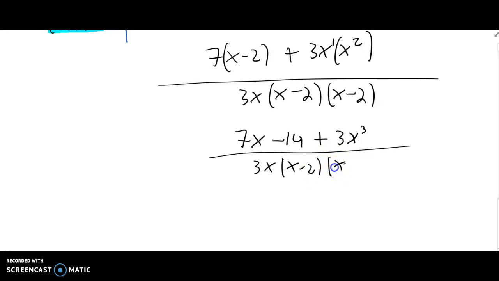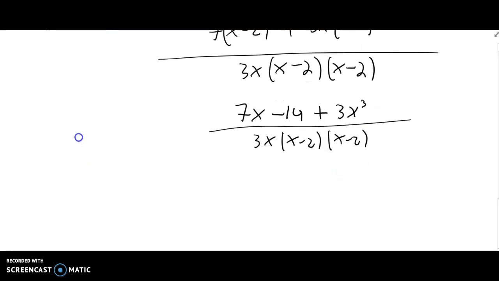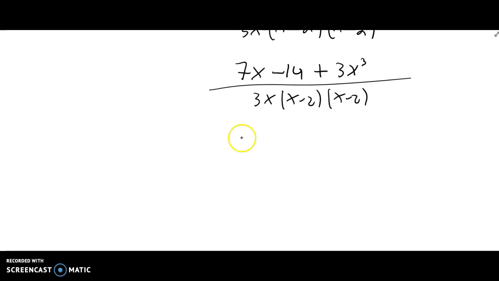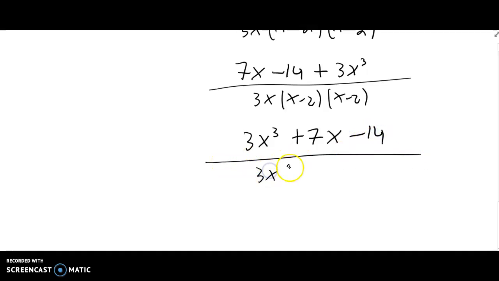Great, there's nothing to combine up top, so we're just going to rewrite it a little more orderly from highest to lowest exponent. And the denominator did not change. And this here is our final answer.